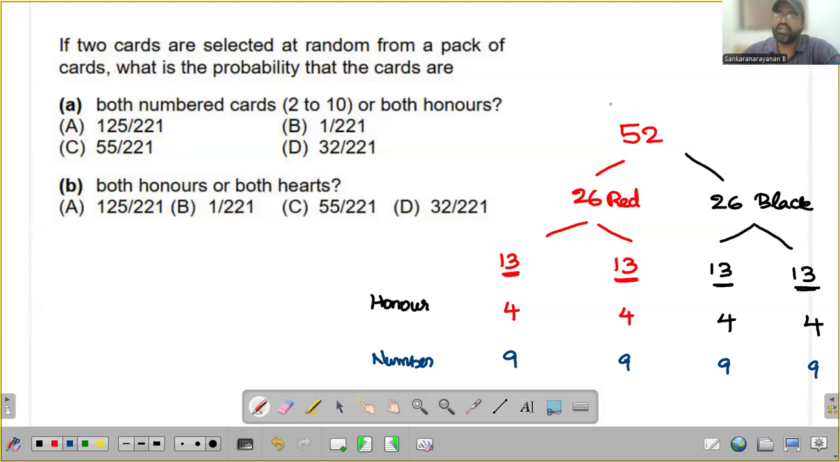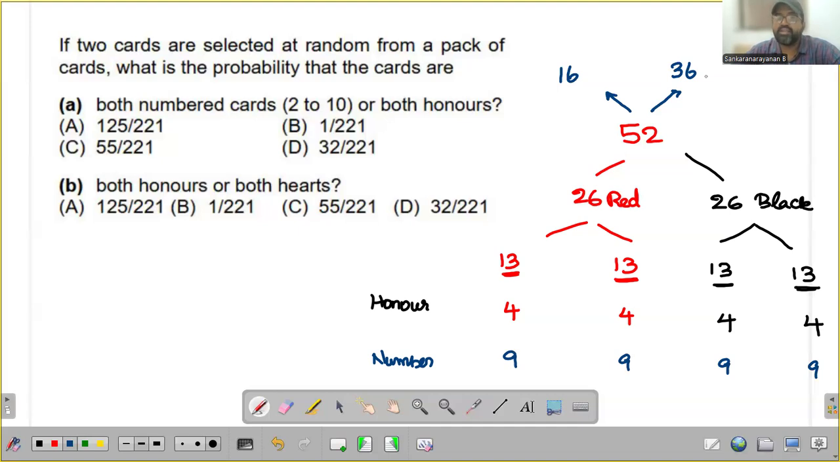Okay, so when you are considering these 52 cards, you can see that 16 of them are the honor cards, and the remaining 36 of them will be the number cards. Okay, 2, 3, 4, 5, 6, 7, 8, 9 and 10. They are the number cards.